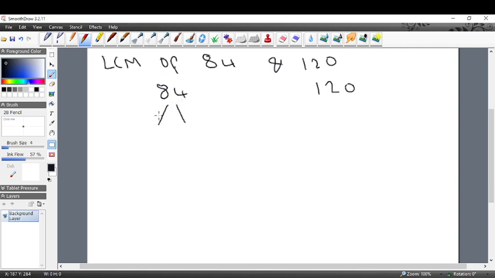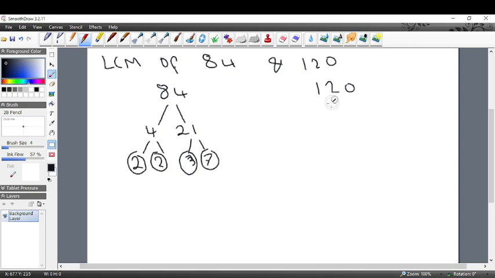So 84 would be 4 and 21. You look at these two numbers and you say whether they are prime numbers or not. So if they're not, you continue with its factors. So 2 times 2 and 3 times 7. Now all of them are prime numbers, so you just circle them like this.